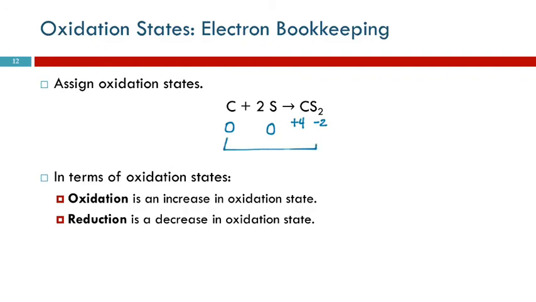Come on. I was doing the wrong one. That's why you were confused. Carbon is not going from 0 to -2. Carbon is going from 0 to +4. That's going up. So the carbon is being oxidized. And the sulfur is going from 0 to -2. The sulfur is being reduced.